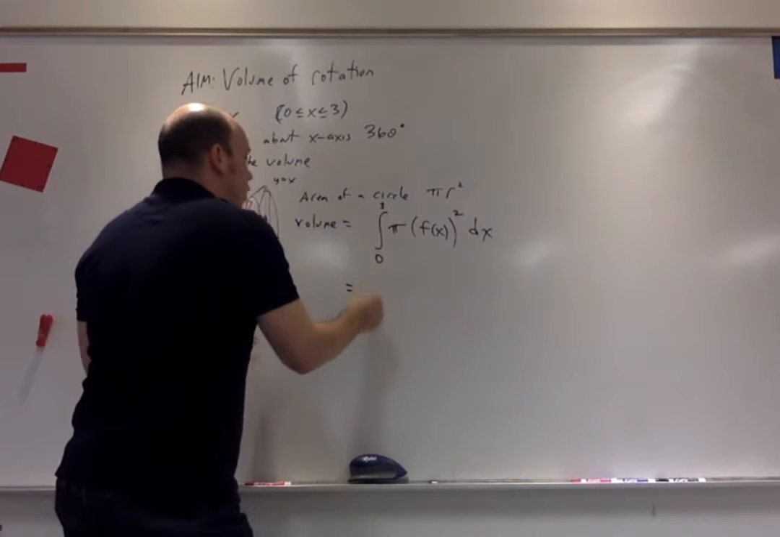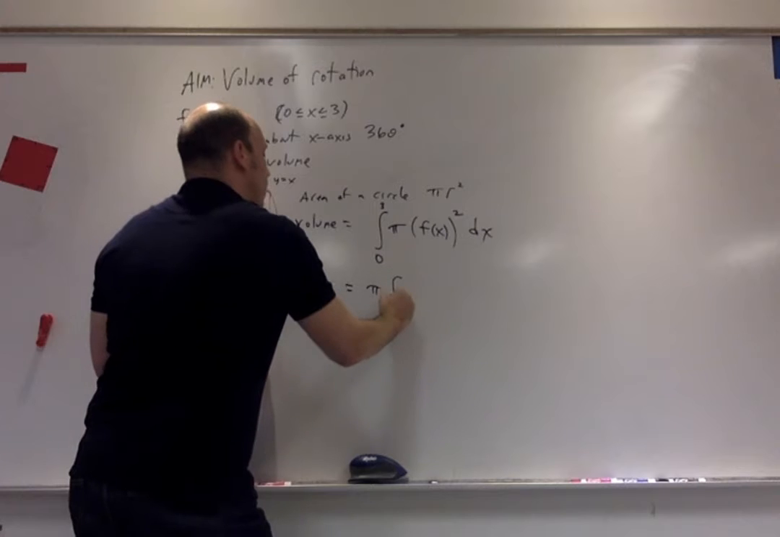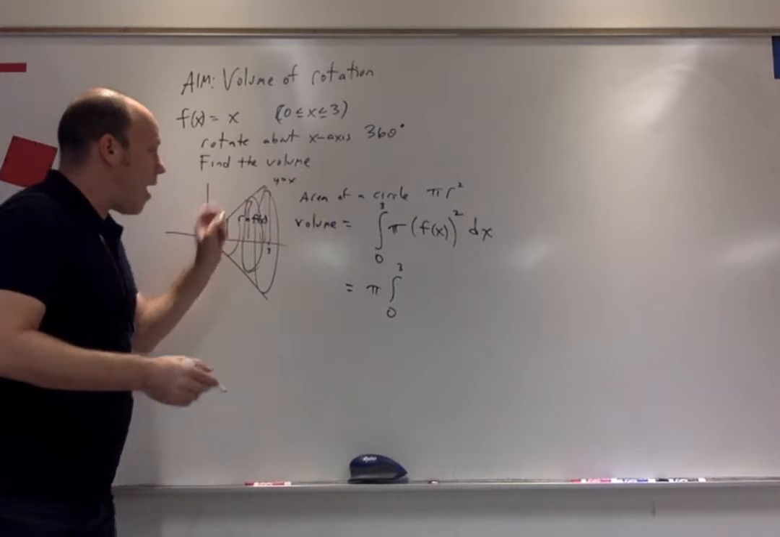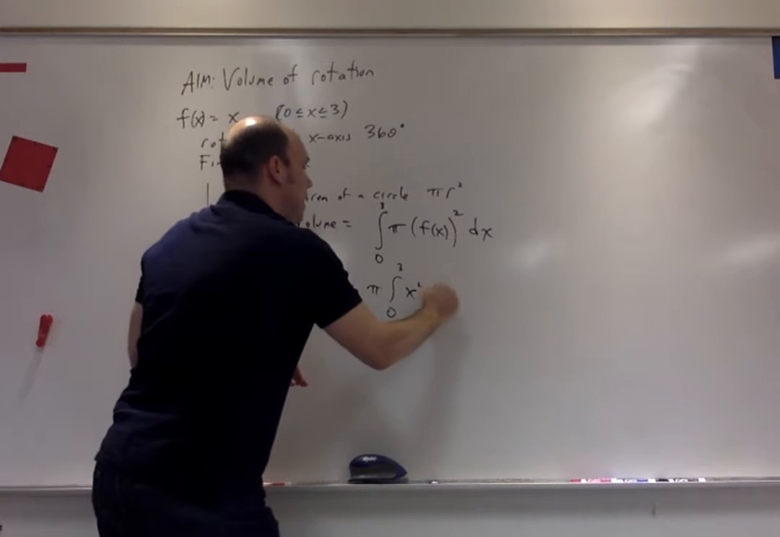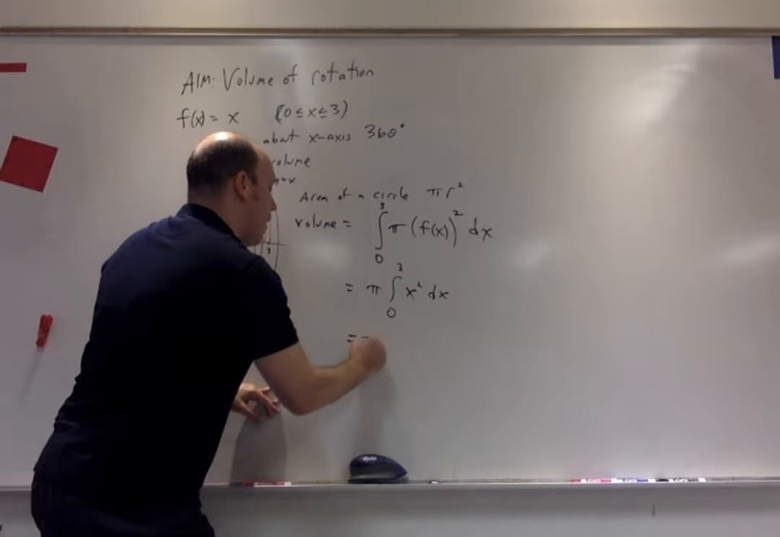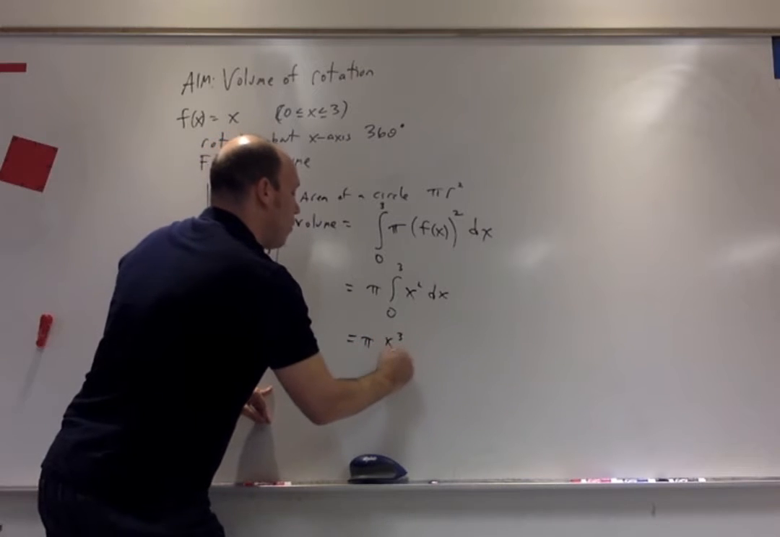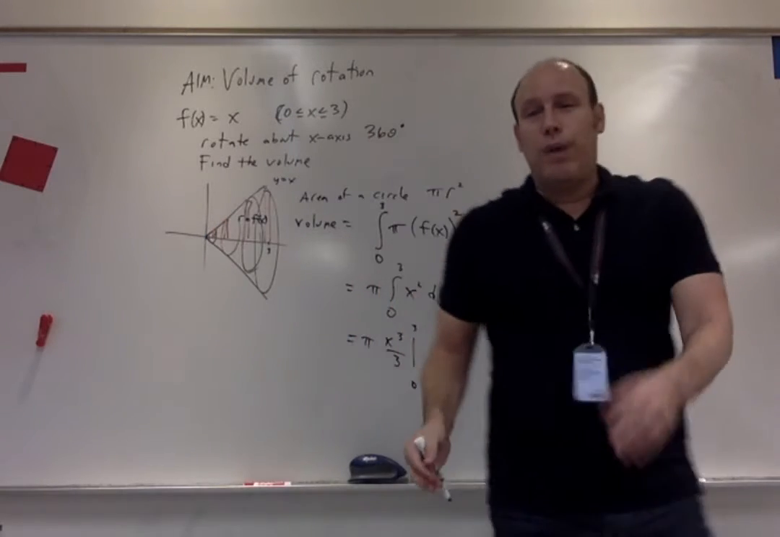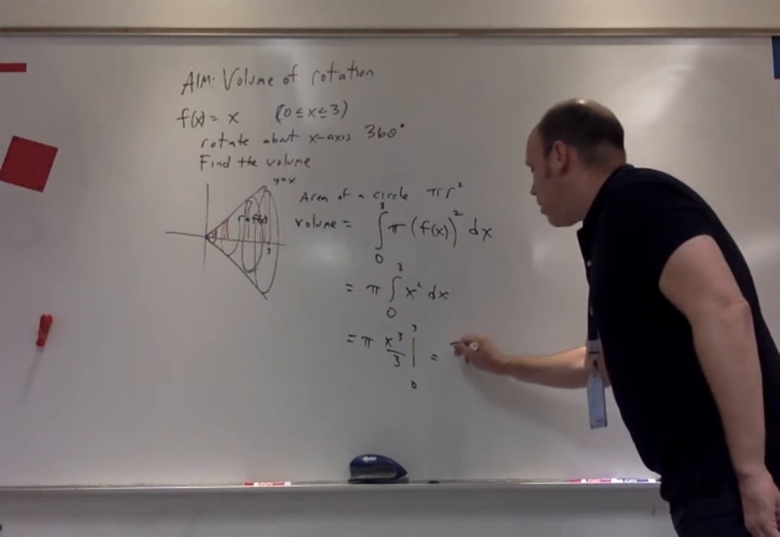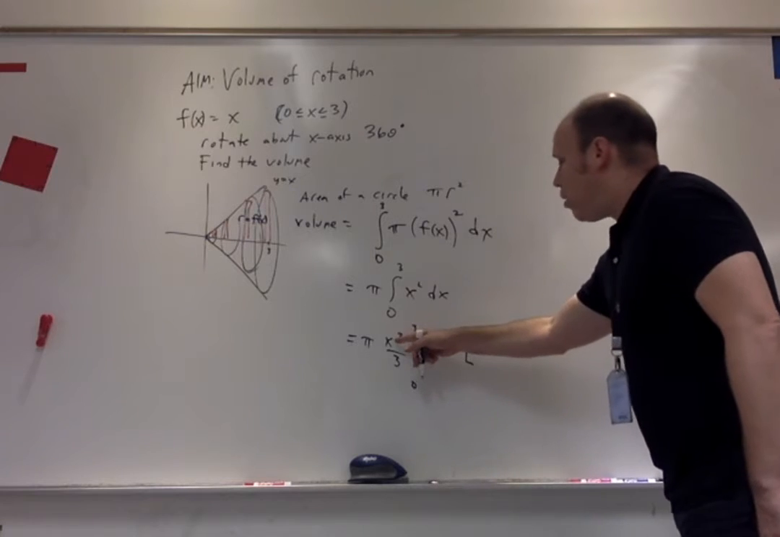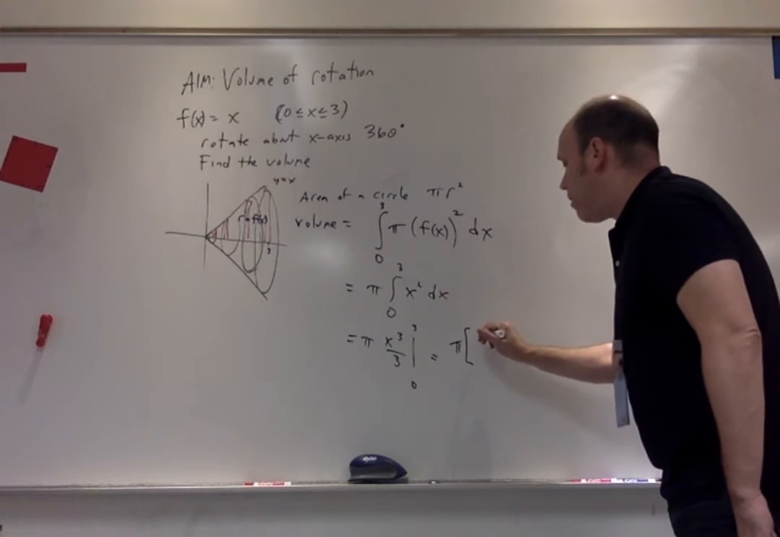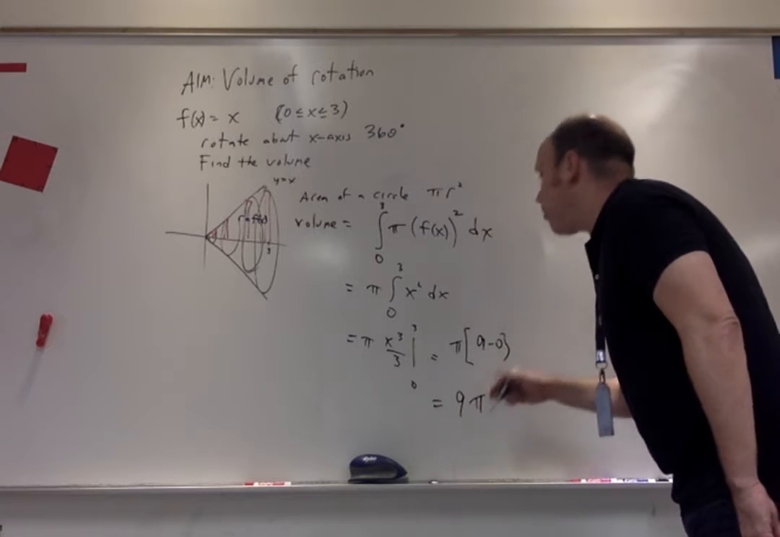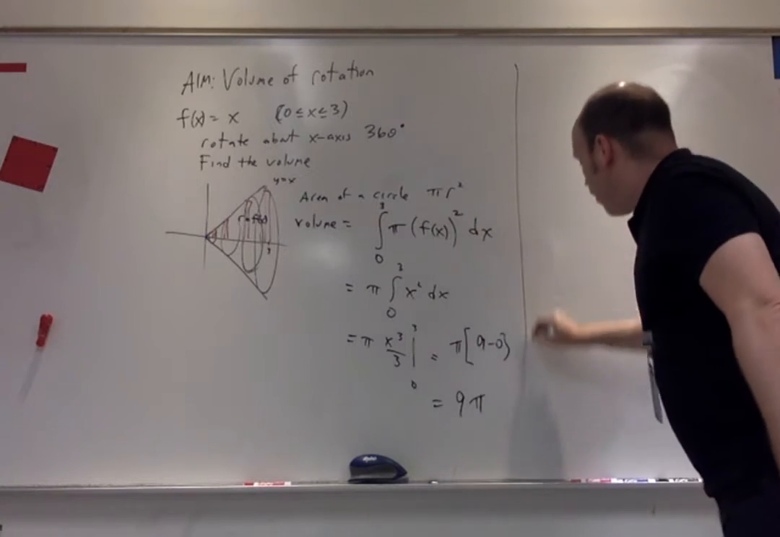Generally, what they do is pull out the pi and leave the integral from 0 to 3 of f of x, where each radius is x, squared, dx. So we have pi times x cubed over 3 from 0 to 3. We're lucky because we have that 0, so it's pi times 3 cubed, which is 27, divided by 3, it's 9, minus 0. Final answer, 9 pi.